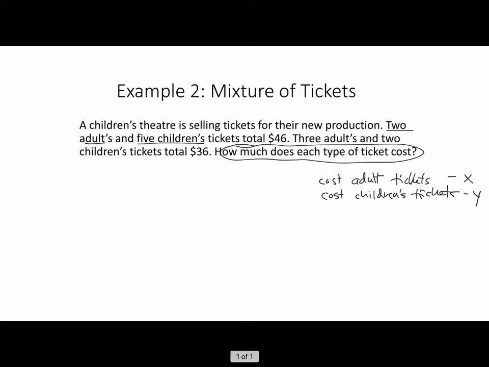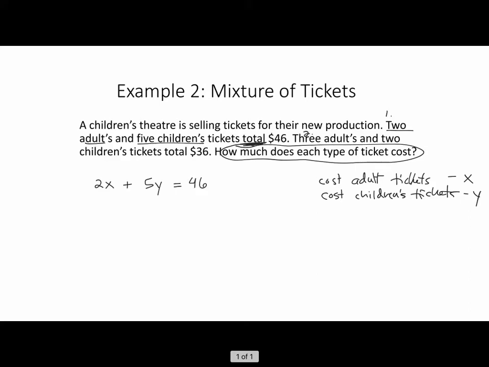And then I'm going to read, not the first sentence because that doesn't say anything really, but the second sentence will give me my first equation then. So 2 adult tickets. Well, if 1 ticket costs X, then 2 tickets will cost 2X, right? And 5 children's tickets. So if 1 child's ticket is Y, then 5 will be 5 times that. And then it has the word total. Remember, total means that the sum is $46. So that's our first equation.